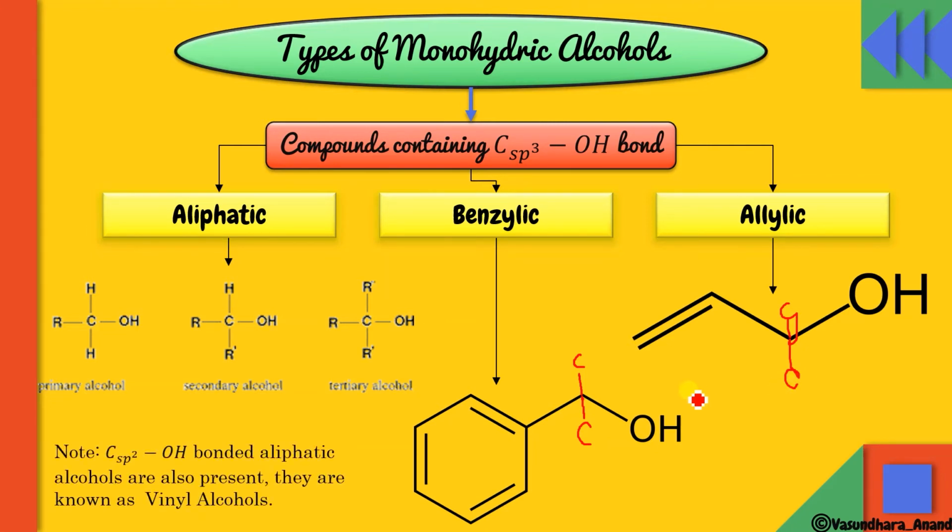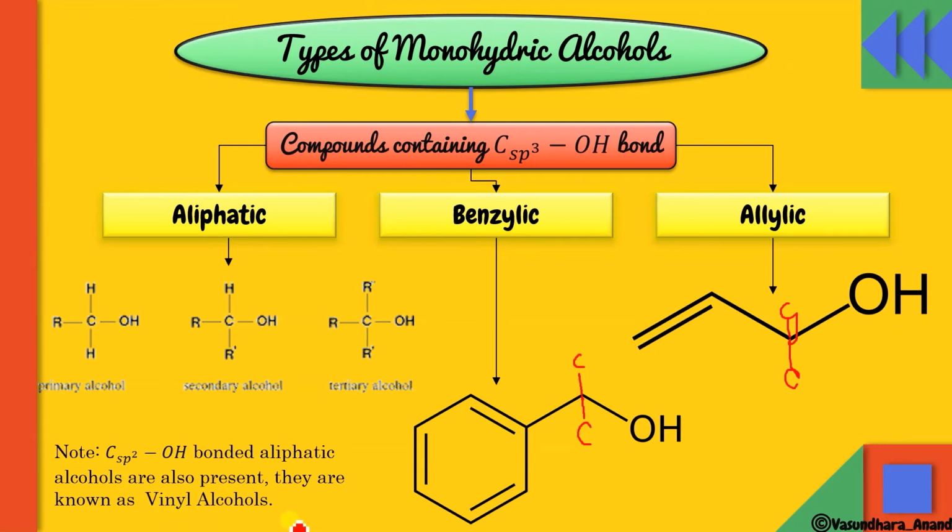Now the next thing: if an OH group is attached to an sp2 hybridized carbon, then it will be called a vinylic alcohol. Okay, that should be aliphatic.